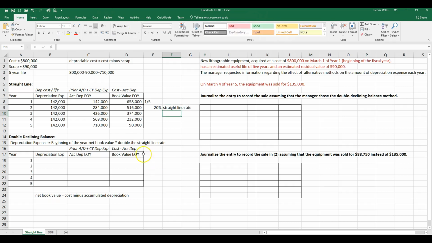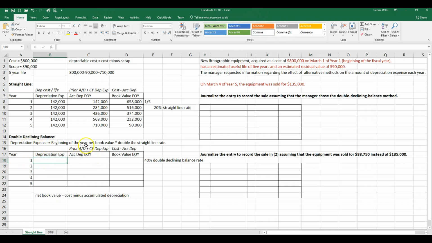Okay. Now, we're going to double that. So what is double the straight line rate? We're going to use a 40% rate. Okay, we'll have a 40% double declining balance rate. So now we have the information we need.